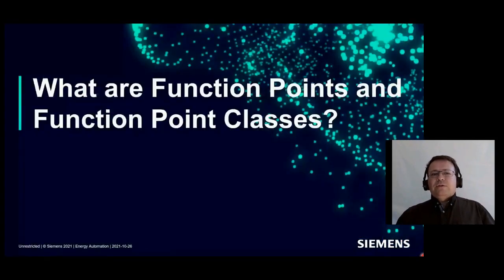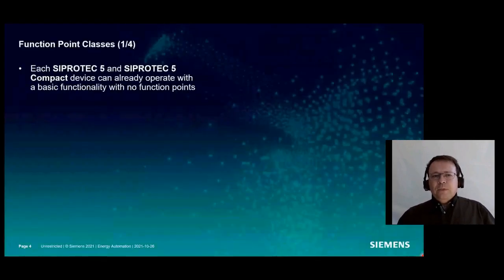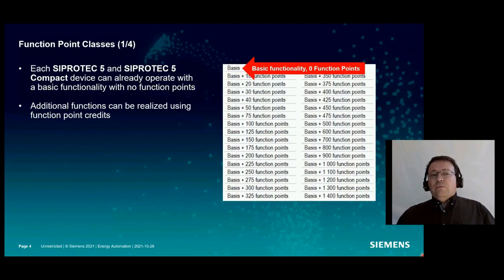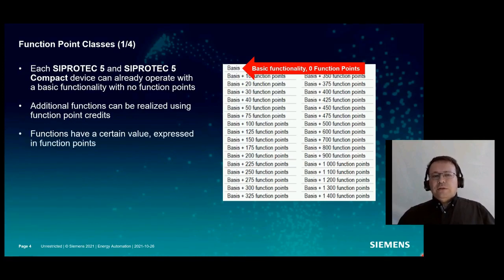Okay, let's start with the first topic. What are function points and function point classes? Each SIPROTEC 5 and SIPROTEC 5 compact device can already operate with a basic functionality with no function points at all. If you would like to realize additional functions, then you would need function point credits.